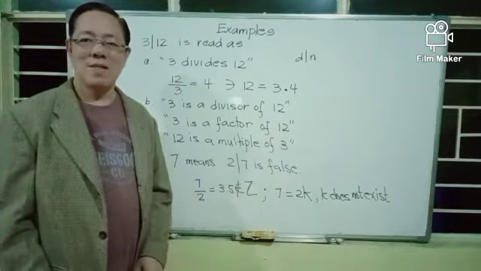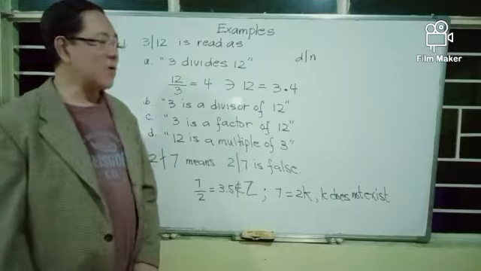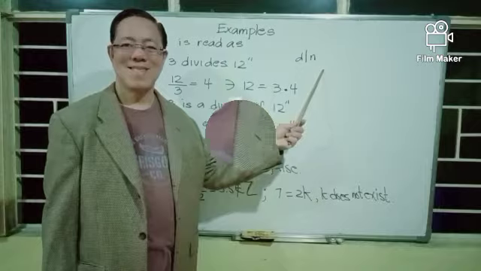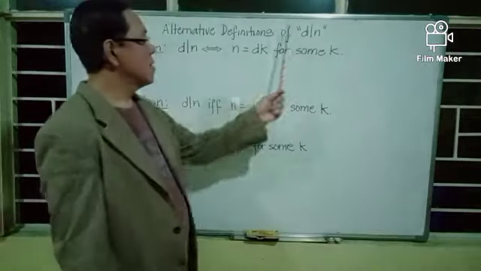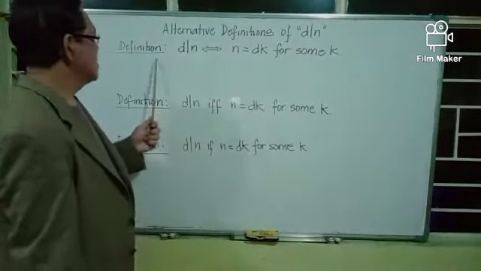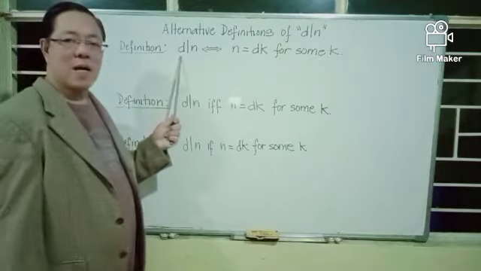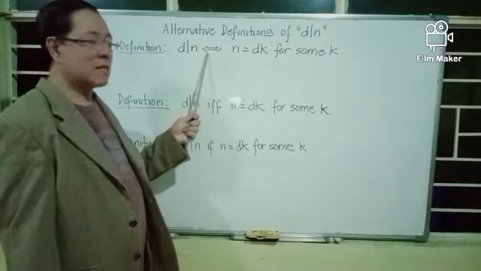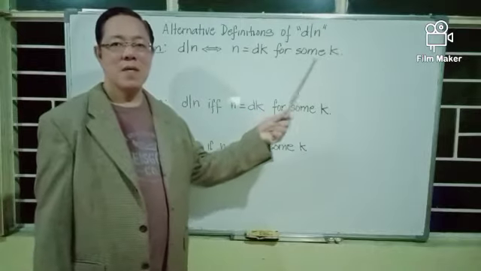Now we will state 3 other alternative definitions for d divides n. The first alternative definition: d divides n means that n equals dk for some k.